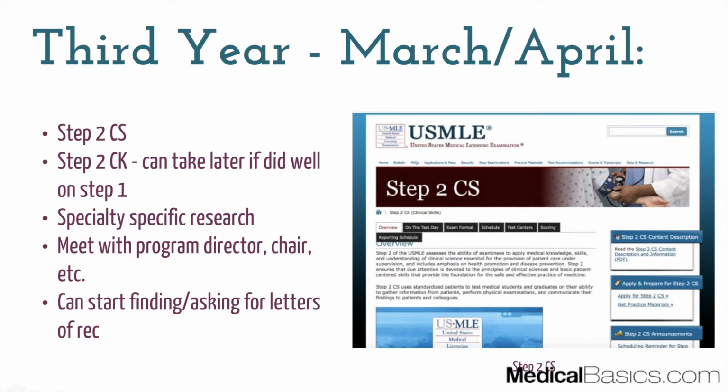Step 2 CS is the type of test that pretty much everybody's going to pass. I know the fail rate has increased recently, but typically everyone's going to pass. But in the off chance that you don't pass, it's going to be a mess. It's going to be a mess to try to schedule.